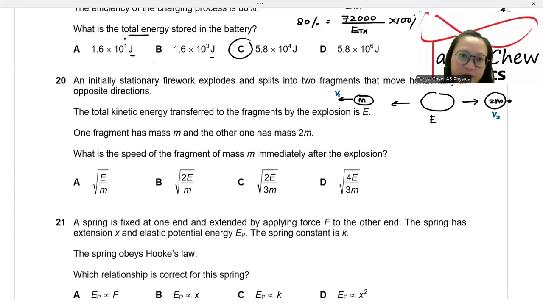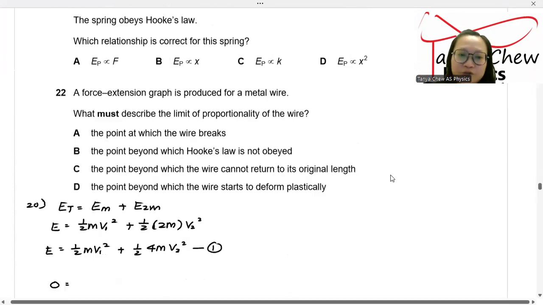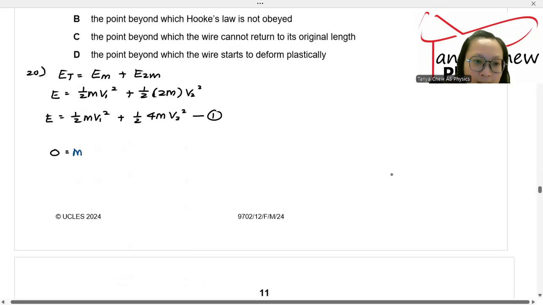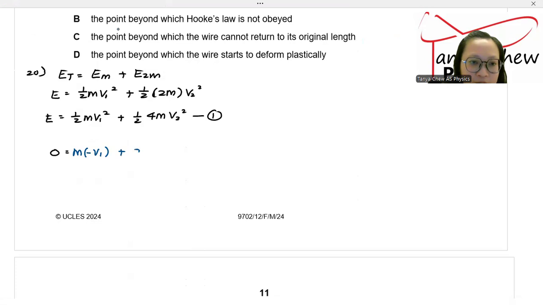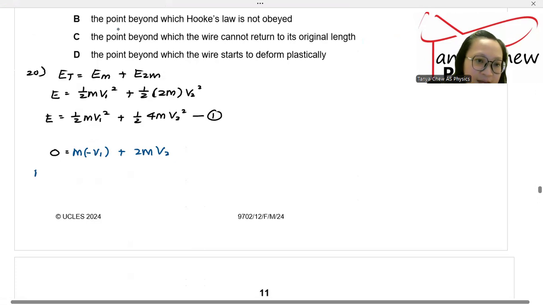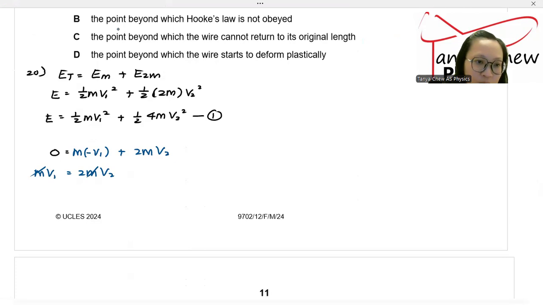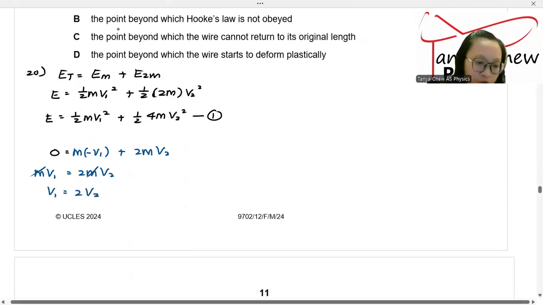So I will consider one direction as positive, the other direction as negative. So I'm going to consider positive to 2m, negative to m. Yeah, v2 is positive, v1 is negative. So m times negative v1, because v1 I consider as negative. It doesn't matter which one you want to consider as negative. Negative m v1 plus 2m v2. So since this is negative, I want to move to the left-hand side. m v1 is equal to 2m v2. You just cancel. So v1 is equal to 2v2, right? So I got that expression.